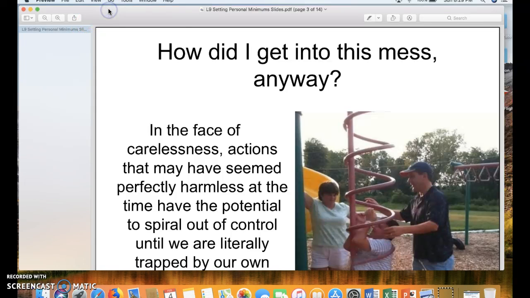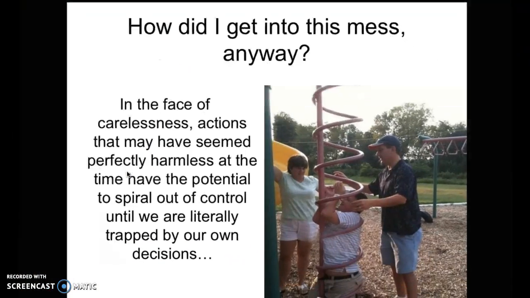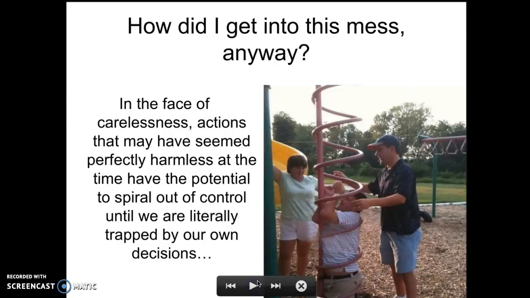All right, I wanted to take a moment and go over some personal minimums. That is what this week's presentation is about. So, looking at this picture here, you can see this guy got into a little bit of a problem, and a lot of times we get trapped by our own decisions that we make as pilots.